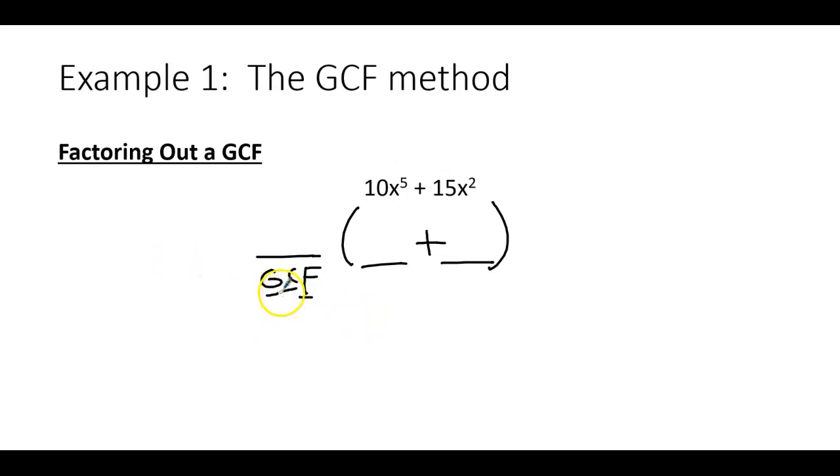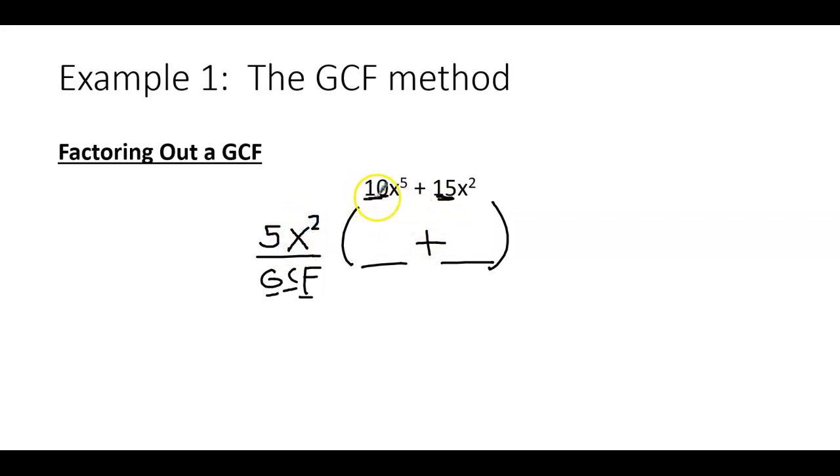Greatest means biggest, common means in common, so they have something in common. So what's the biggest factor that they have in common? I like to look at the coefficients first. So let's look at the coefficients 10 and 15. What's the biggest thing that divides into both of those? Well, it's 5, right? And then we look at the variables. So I've got x to the 5th and x squared. So the biggest thing that you could divide out of those is x squared. You can't do anything bigger than x squared because that's the biggest one we have right there. So we could take out, or divide out, an x squared.